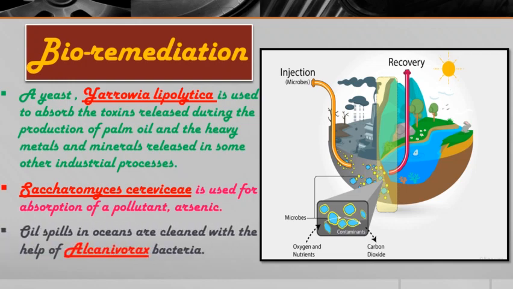Now oil spills in oceans are cleaned with the help of alkanivorous bacteria. So this is another type of microbe which is used to clean the toxins and pollutants from the oceans during oil spills. Okay, so this is how different types of microbes or yeast are used to remove or absorb the toxins or any type of pollutant from the oceans or from the industries. So this is the full process of bioremediation in which different types of microbes are used.